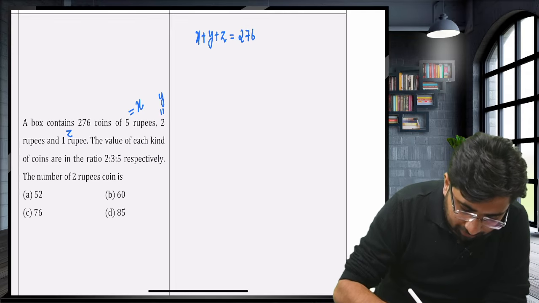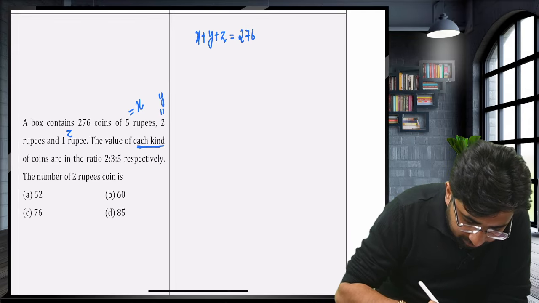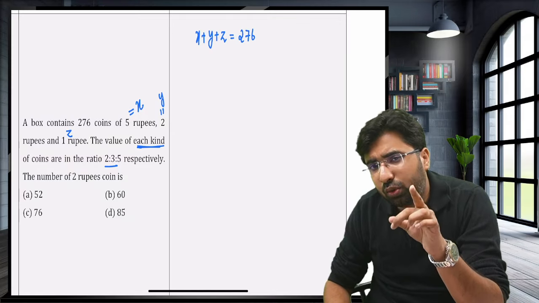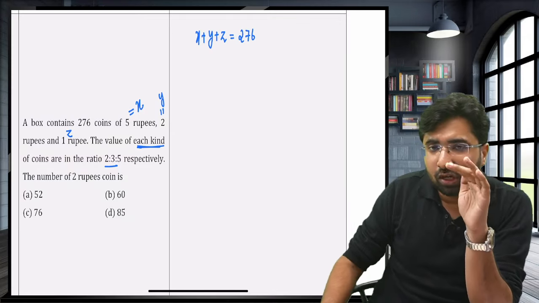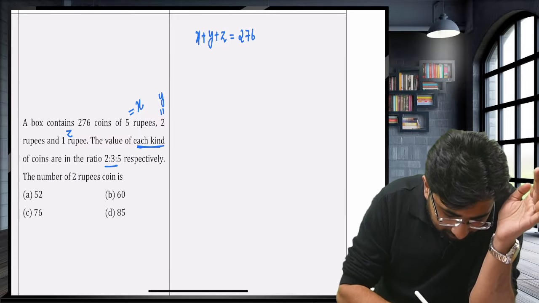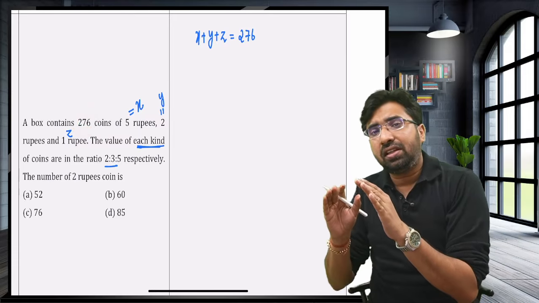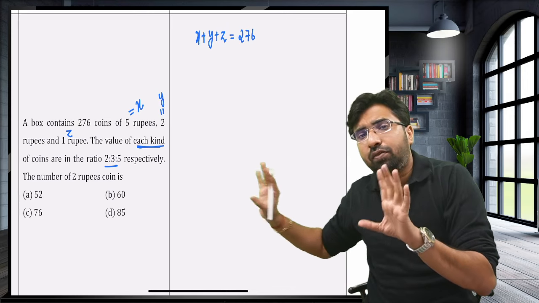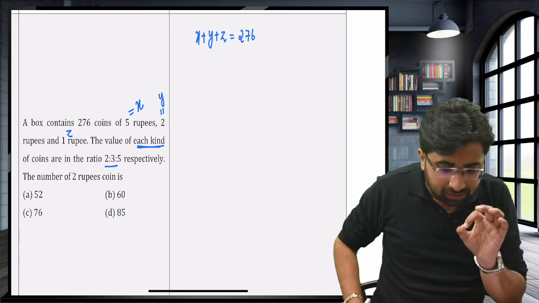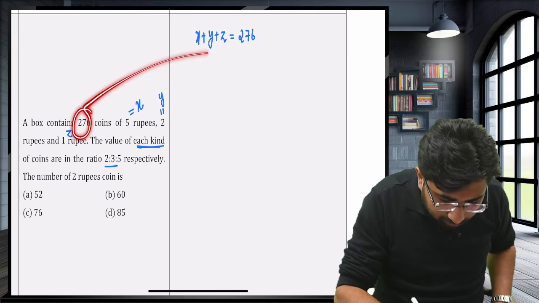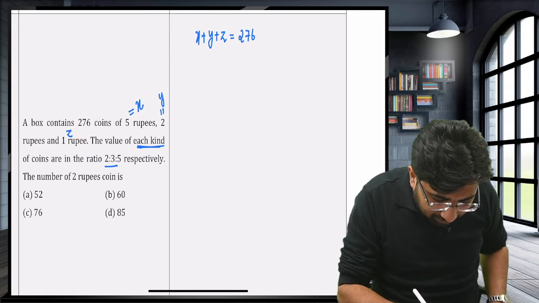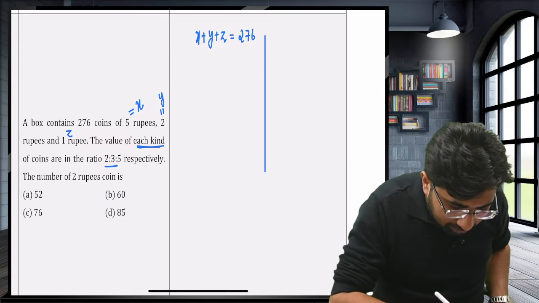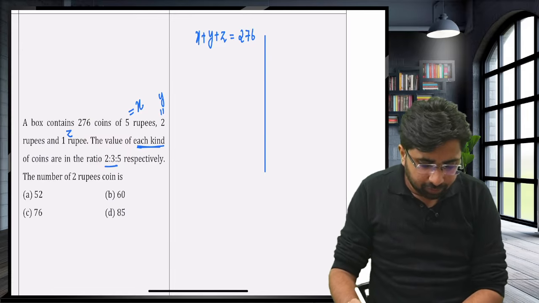Now, the value of each kind are in the ratio. Guys, they have not given the ratio of number of coins. Normally they give you the value and they say the coins are in the ratio. This is a reverse of that question. They have given the total of the coins, and this time they have given the value ratio.